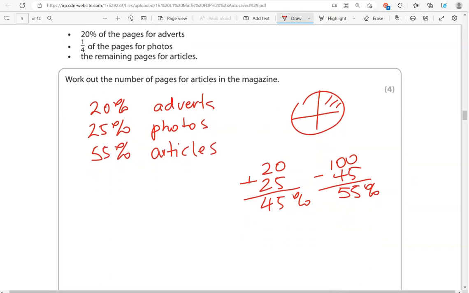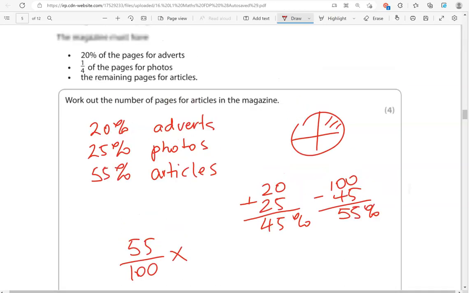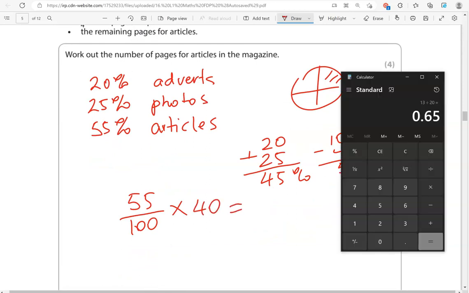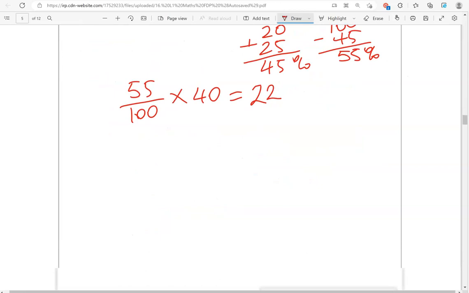What is that equal to? How many pages is that? So 55% of 40 pages. So 55 divided by 100 times 40 gives us 22. So 22 pages.